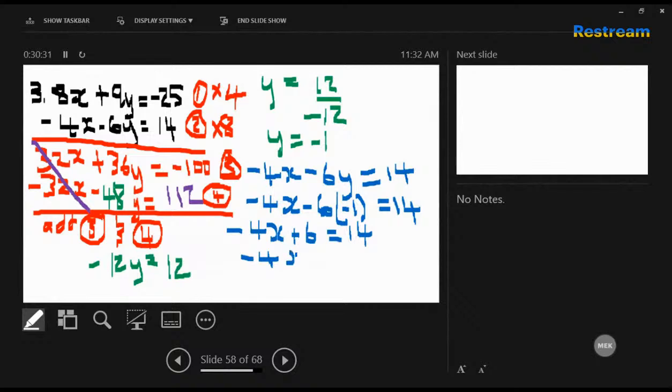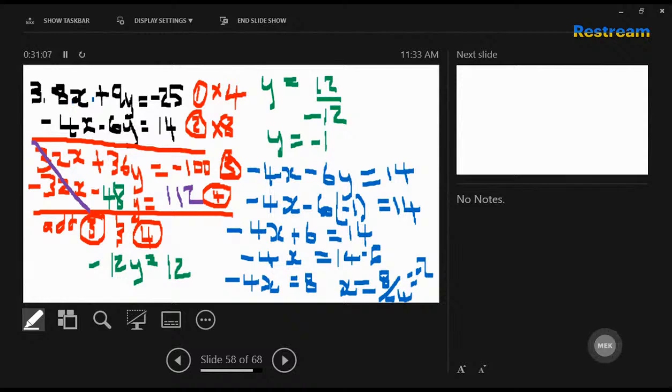So -4x is equal to 14 minus 6, which is 8. Okay. -4x is equal to 8. So x is equal to 8 divided by -4, which is -2. So our solution set, x is -2, y is -1.